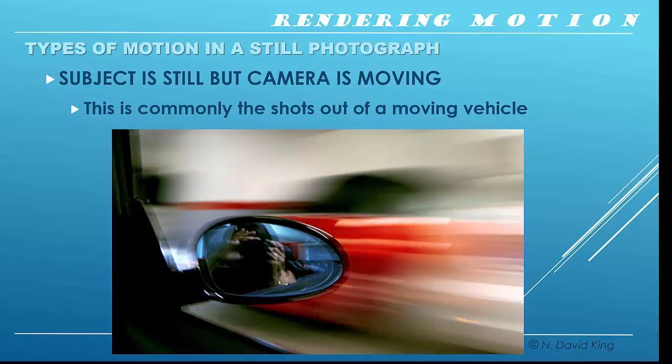But what if the subject is still, but the camera is moving? Well, this is the kind of thing you see when people take shots out of the window of a moving vehicle. A lot of times they'll be in some pretty countryside and just can't resist it, and they'll hold a camera out the window and shoot the scenery going by.